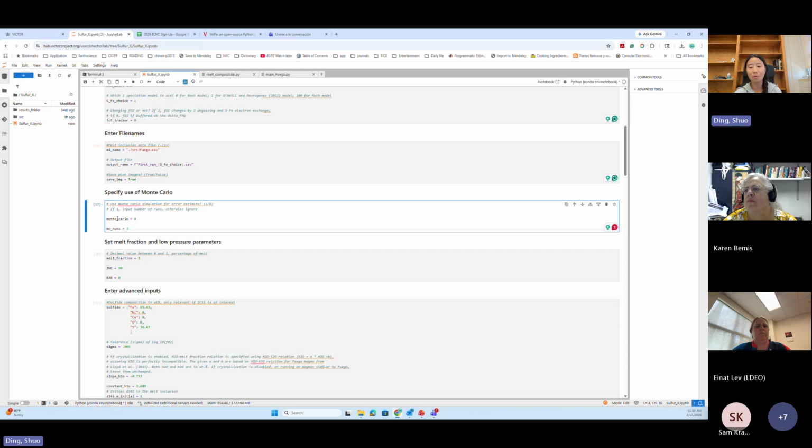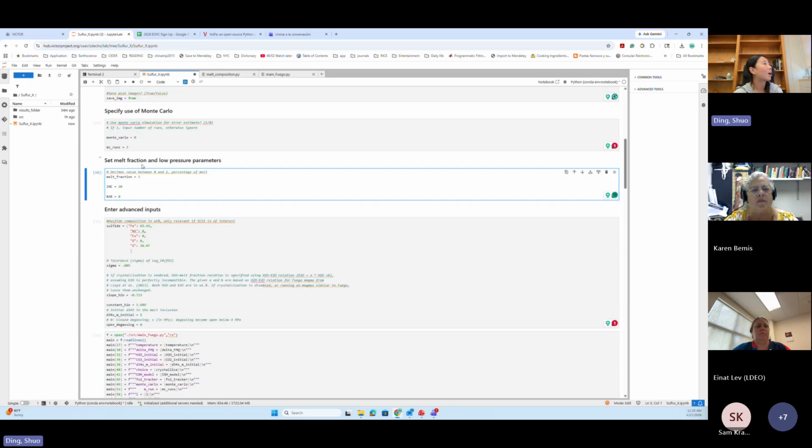If you want to turn it on, it's 1; if you want to turn it off, it's 0. And if you turn it on, this is how many times you want to run it. I usually run it 1,000 times or something. If it's more, it will take longer. I don't know how long it will take on Victor, but the more runs, the longer it will be. So then there are some other parameters we can set. For example, this melt fraction is just the initial input, so you just leave it as 1.